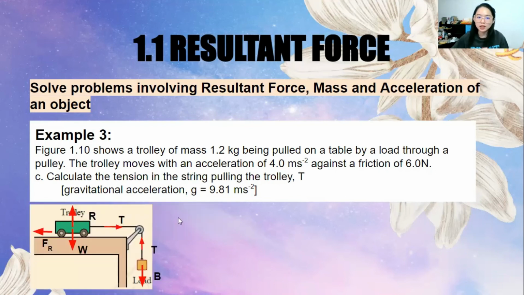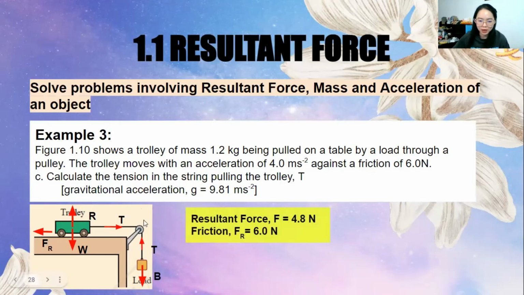Then I'm going to find the tension of the string pulling the trolley, T. So now I'm going to find this tension. Here's the trick: you have to go one by one. So when the thing is being hung like this, I know my resultant force is 4.8, and my frictional force is 6 Newton. So this is what I have. This is what is given in the question. Next one.